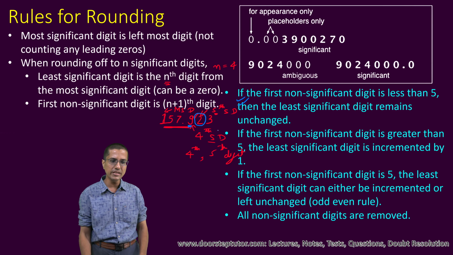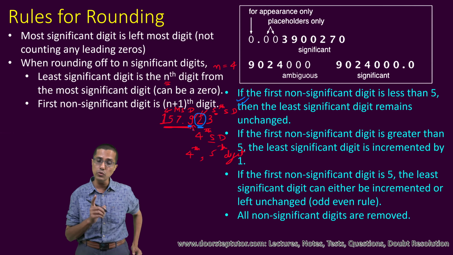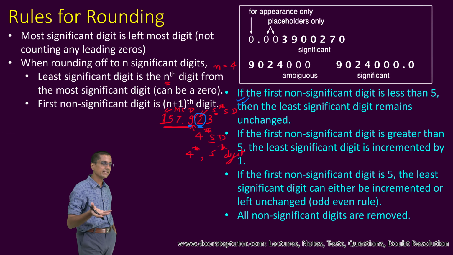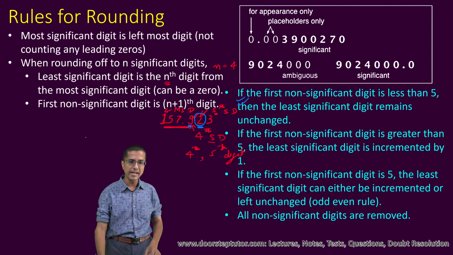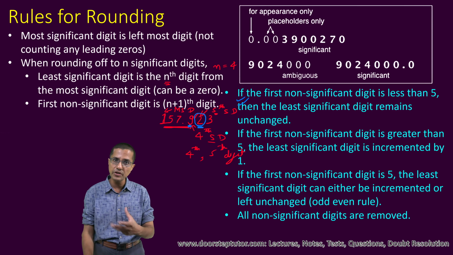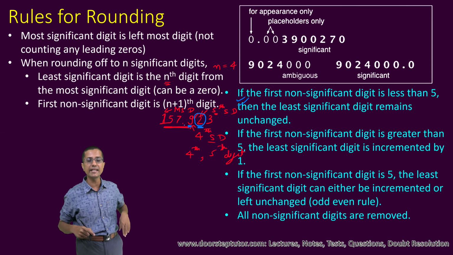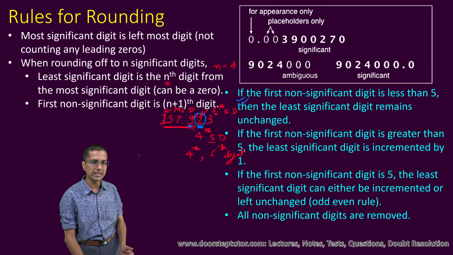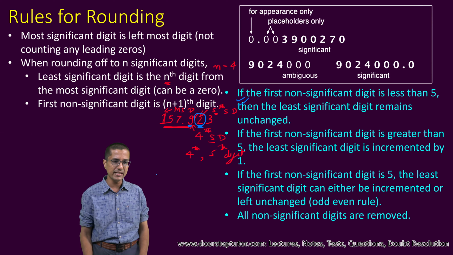Then the next rule is saying that if this digit, the first digit that we will be throwing off, is greater than 5, then the significant digit that I want to keep, I increment it by 1. And if necessary, I'll have to increment the other digits as well. So for example, if this number was 157.993, and I want to round it off to 4 digits, then what would happen? These 4 digits I want to keep. So I look at the next digit.